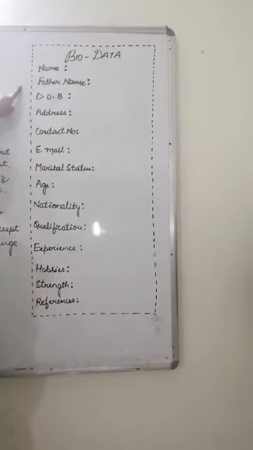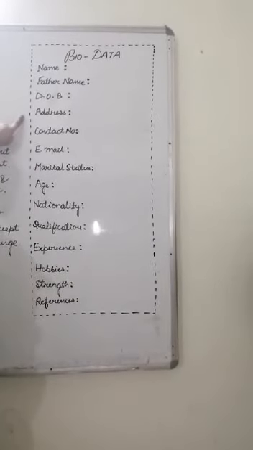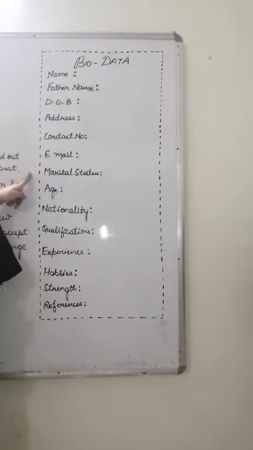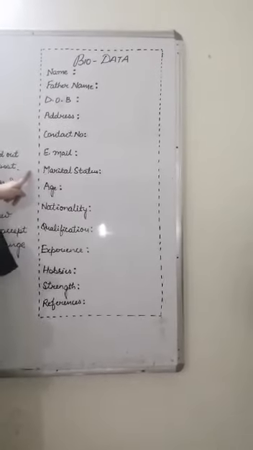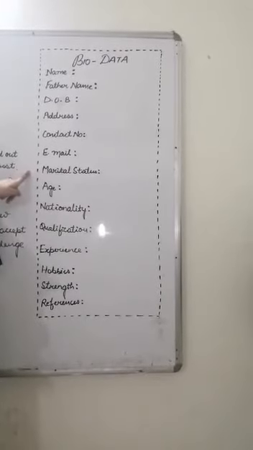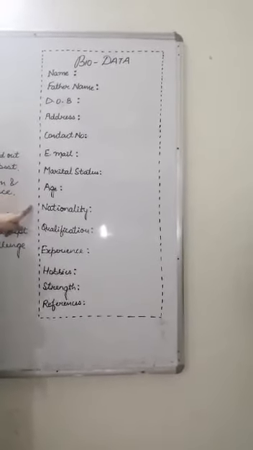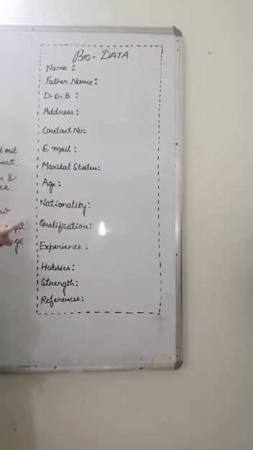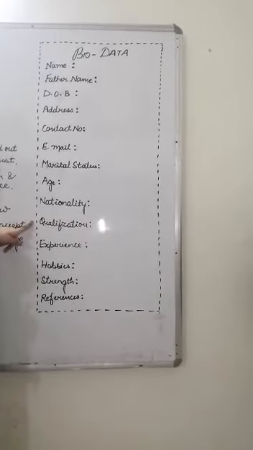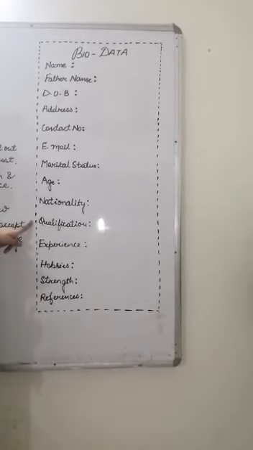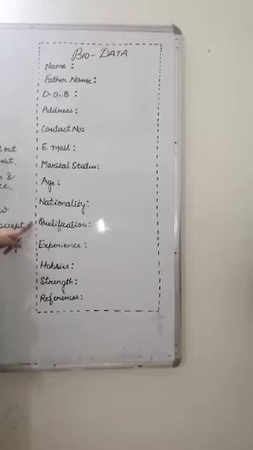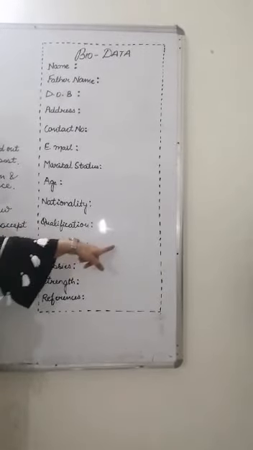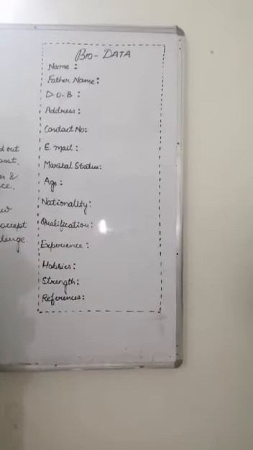Your name, your father's name, date of birth, your address, contact number, email, marital status. Yes, marital status, whether you are married or not. The common term that we use these days is single. Then your age, nationality: basically we are Indians, we are from India, so we will write Indian. Then your qualification: here you will mention your post-graduation, graduation, your 12th, your 10th, everything. Then your experience. Don't forget to mention the names of the institutes where you have already worked.